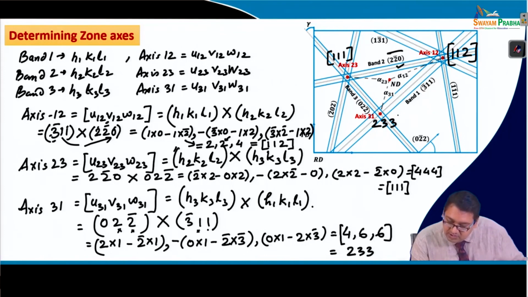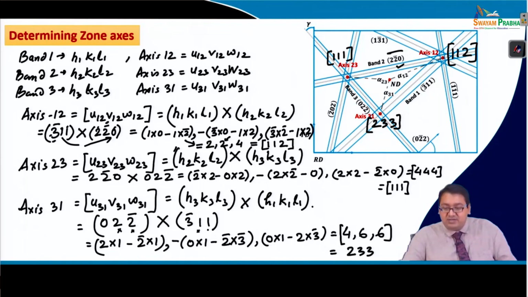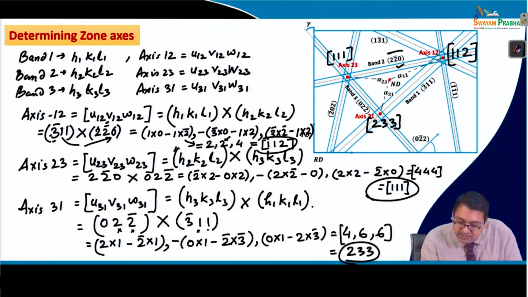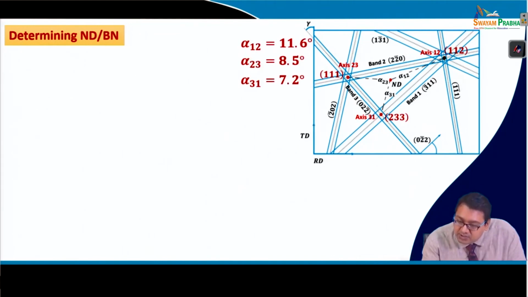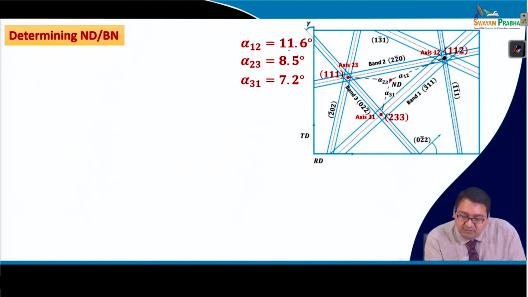So, in this way, we can determine the zone axis from a Kikuchi pattern. And you see that in order to find out the ND and the RD from a Kikuchi pattern, we basically need only 3 bands. So, band 1, band 2 and 3, and we can obtain this, this and this. Now, axis 1 2 has an angular relationship with ND, that is alpha 1 2, which is 11.6 degrees.